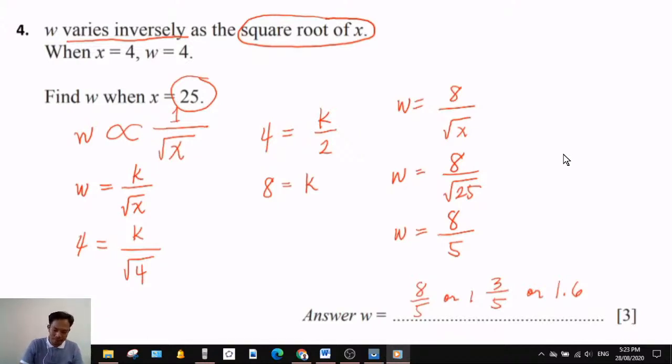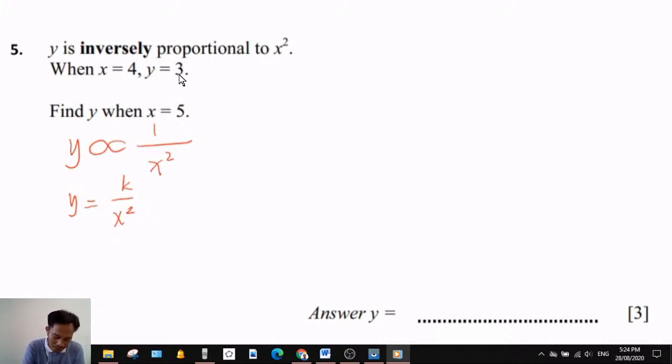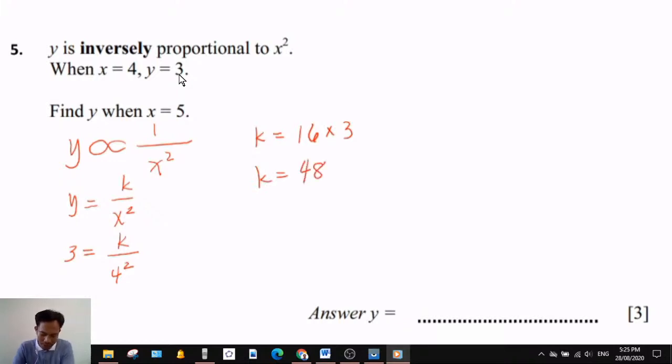Okay, next question. Let's go to question number 5. Y is inversely proportional to x squared. Again inversely, so I'll have a fraction, 1 over x squared. Since y is inversely proportional to x squared, then y is equivalent to k over x squared. You know that when x is equal to 4, y is equal to 3. It's written over here. Then you put the square, don't forget that. 4 squared is 16. 16 times 3 is equivalent to 48. So the value of k is 48.